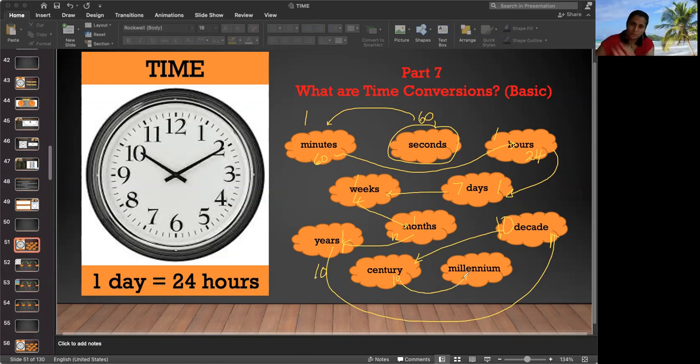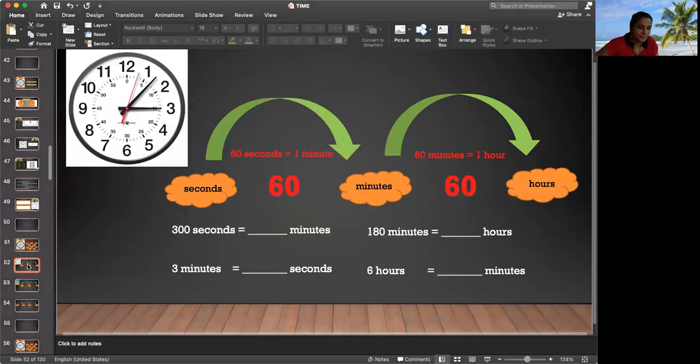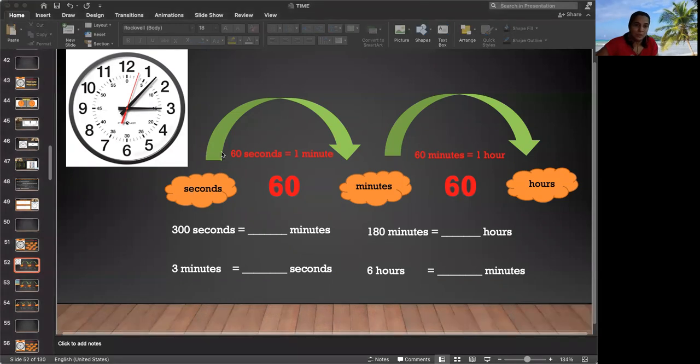So it's almost like a bridge that links up all these units, and that's what we are going to explore today. Okay, let's go on to our next slide. Over here, we'll start off with the seconds. On the screen, you can see the units in clouds. It starts with the seconds and goes to the minutes.